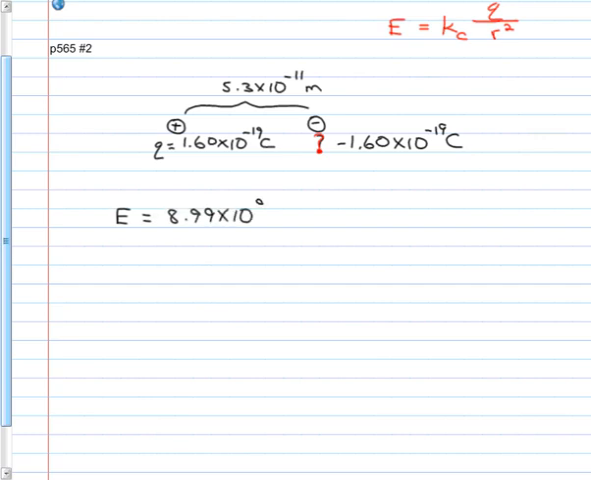8.99 times 10 to the 9th, and our charge is negative 1.6 times 10 to the negative 19th, over our distance. They're wanting to know the force at this position. Now the negative is really just a direction for us. So when we're done, we're going to be telling about the direction that vector is going.